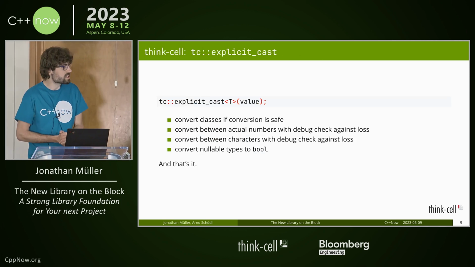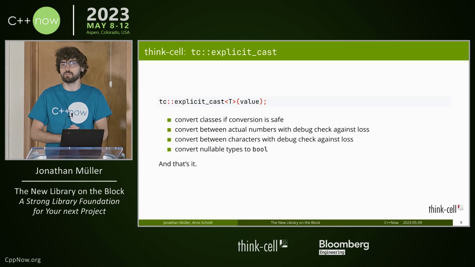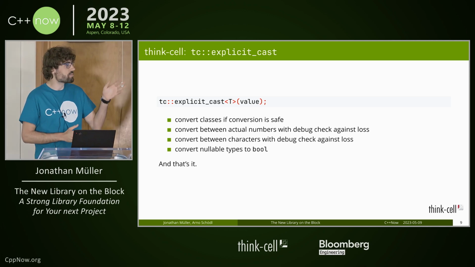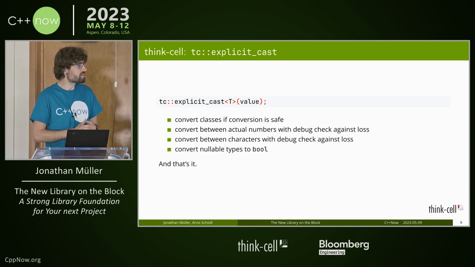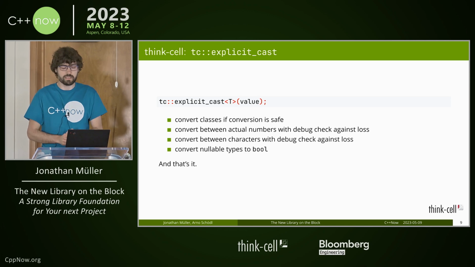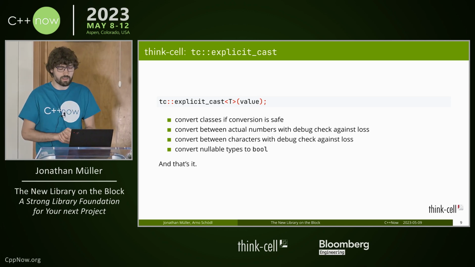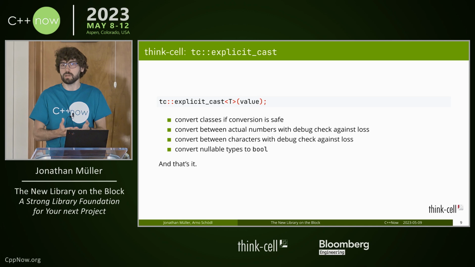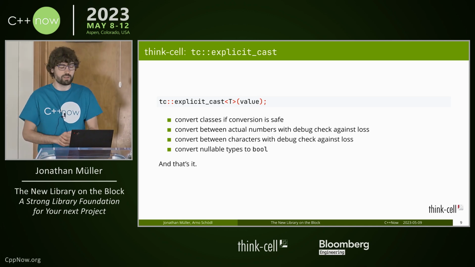And the core is explicit cast. This is essentially what you want to do with static cast most of the time. It converts a value to some other type, but it only does 4 things. It can convert between classes, if that conversion is safe, more on that on the next slide. It can convert between numbers using a debug check to prevent loss of information.